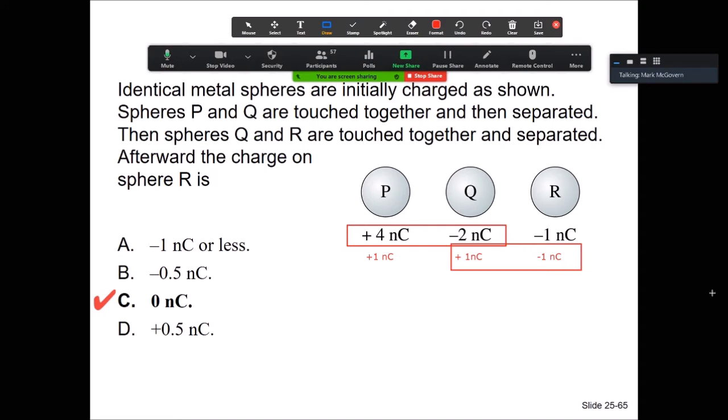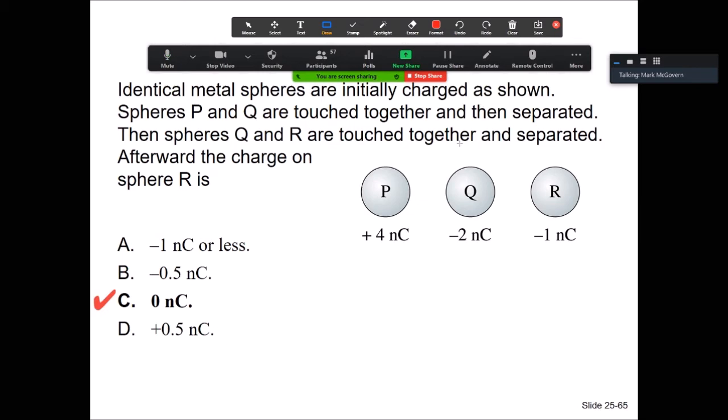If I'm saying something's 0 nanocoulombs, it's a neutral thing now. It can still experience polarizations and things like that, but there's no excess charge on it. By the way, this question, just to be clear, had nothing to do with polarization at all.